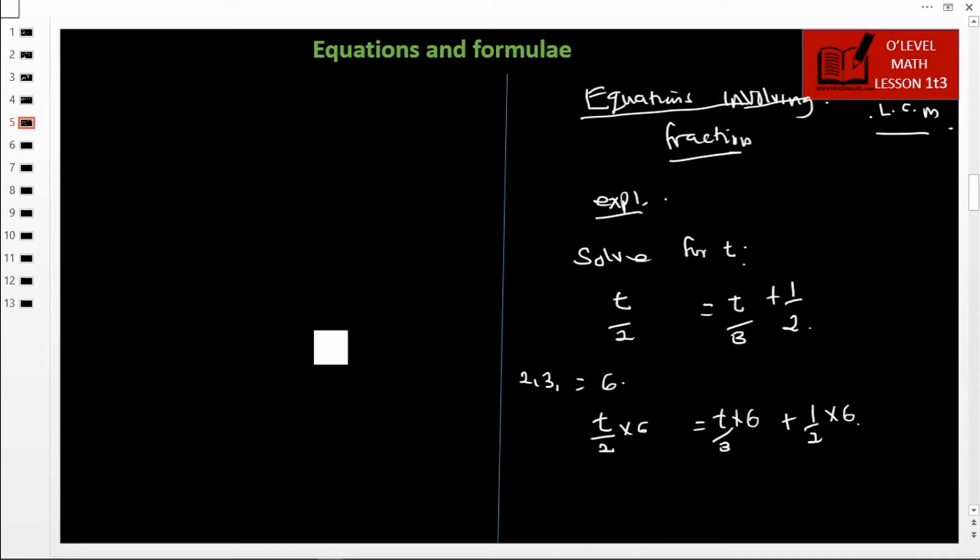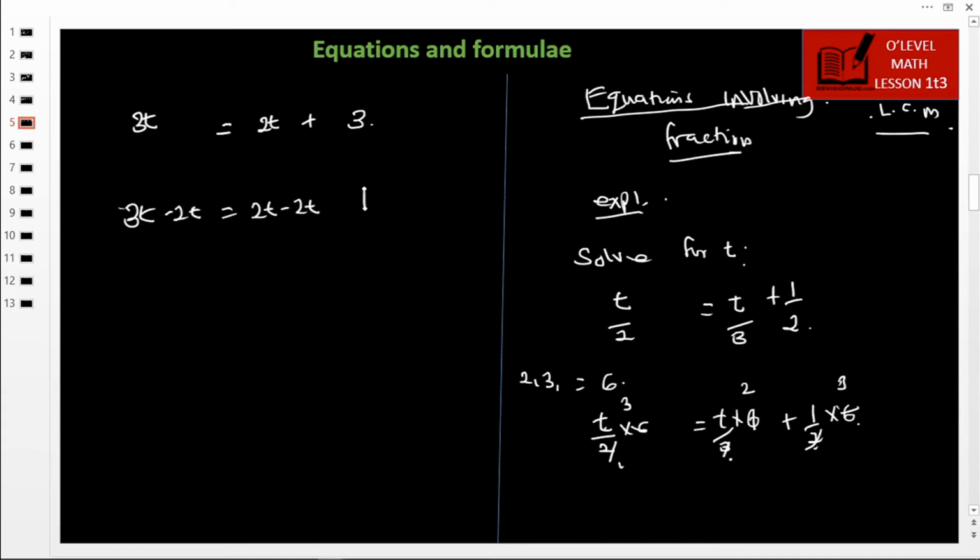Okay, so let us come back. We get a pen. Now we have 3t is equal to 2t plus 3, because one over three times three gives 3t and one over three times one gives a 3. So we collect like terms: 3t minus 2t is equal to 2t minus 2t plus 3. So t is equal to 3. The value of t is equal to 3.